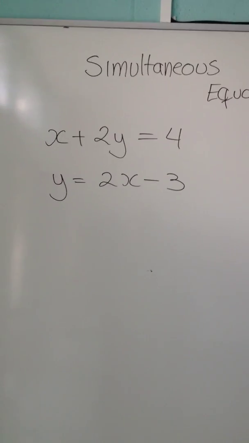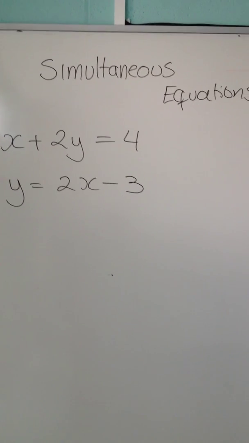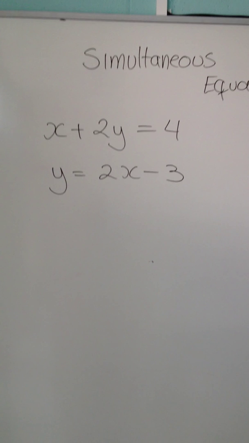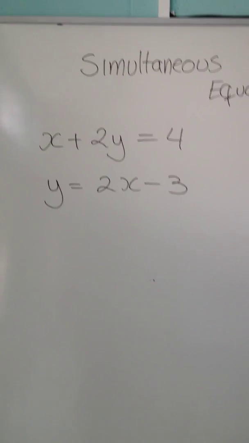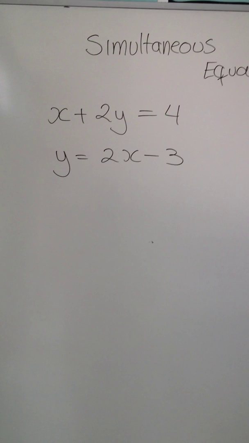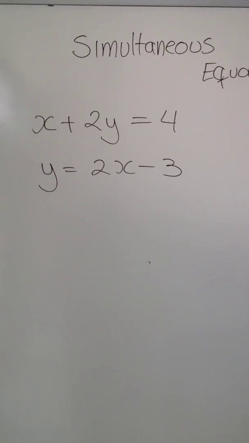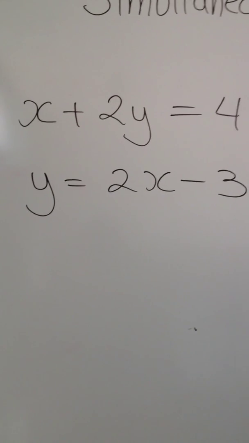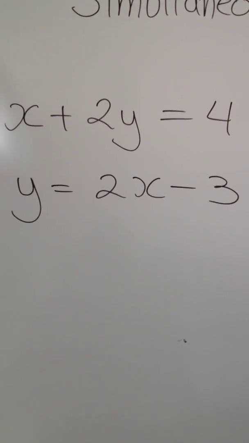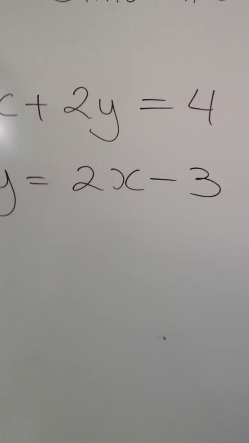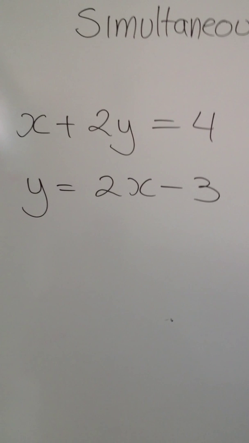Hi, today we are going to talk about simultaneous equations and how to solve them graphically. In the first one, in worked example 4.1, we're looking at two equations. The first one, x plus 2y equals 4, and the second one, y equals 2x minus 3. Now there's a few ways of solving these equations.